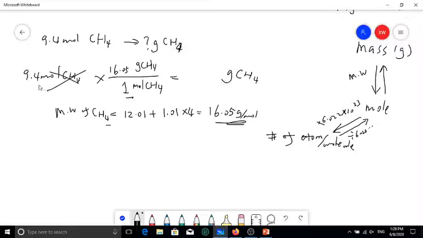Now the same thing, 9.4 times 16.05. You're only counting 2 significant figures, from the first number, which is 9.4. So the answer is 150 grams.